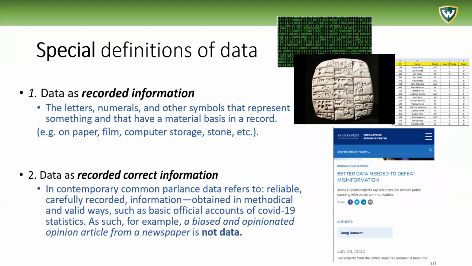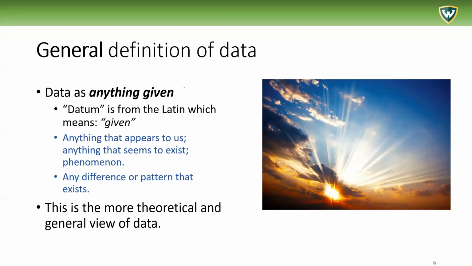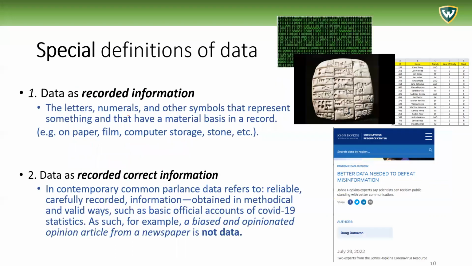Now, people usually talk about data in these definitions of data. That's why I call them special definitions of data, because that's not how they talk about it in the textbook. And also, this is, of course, the more general way to view data, because anything can be data. Now, the special definition of data is recorded information. So data adds the recording element itself: the letters, numerals, and other symbols that represent something and that have a material basis on a record.